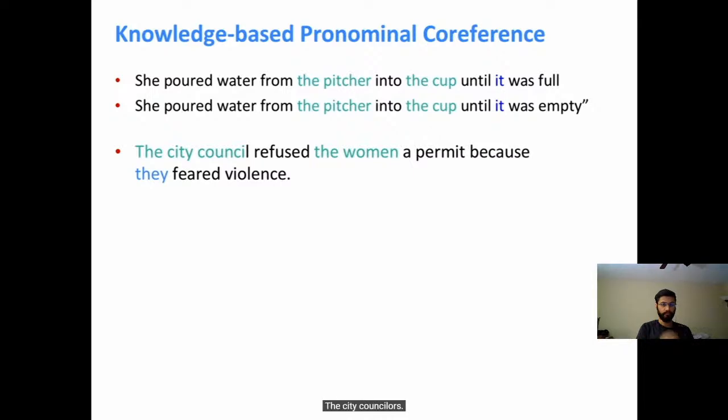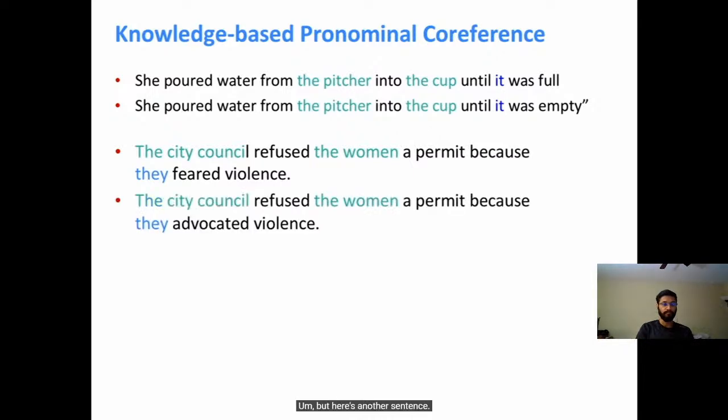The city councillors. But here's another sentence. The city council refused the women a permit because they advocated violence. Who does the they refer to? The women. Okay, so this time it refers to the women. And again, identical syntactic structure. It couldn't possibly be gotten right by the Hobbs algorithm.